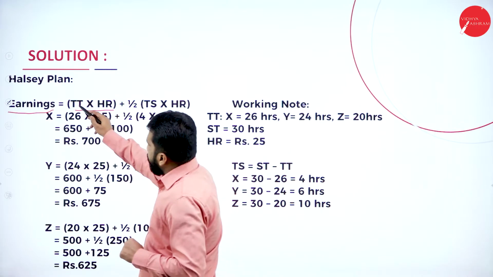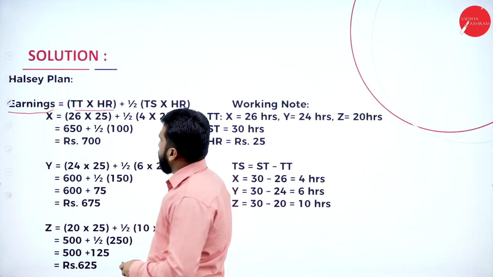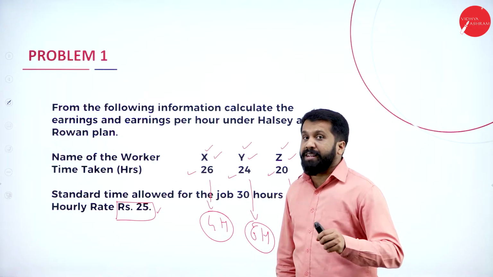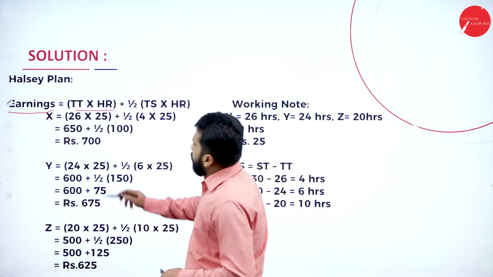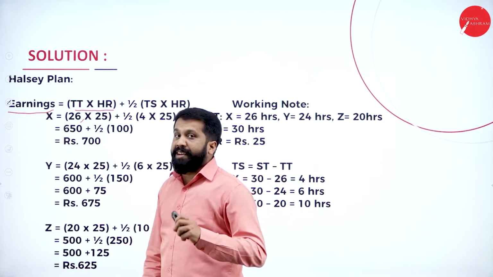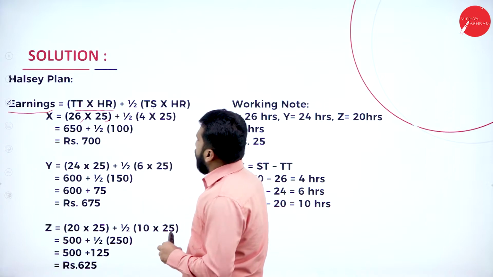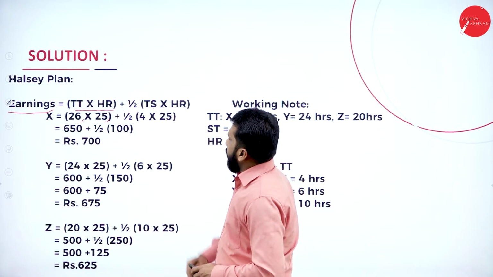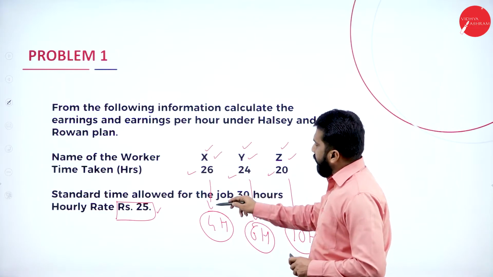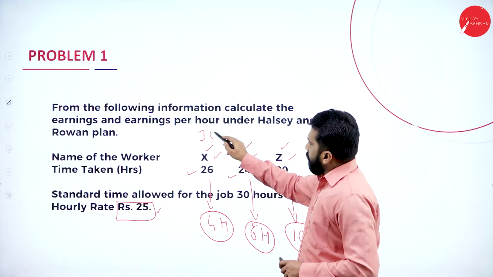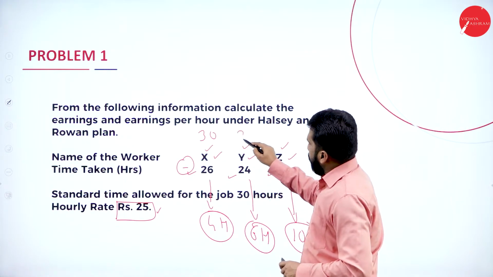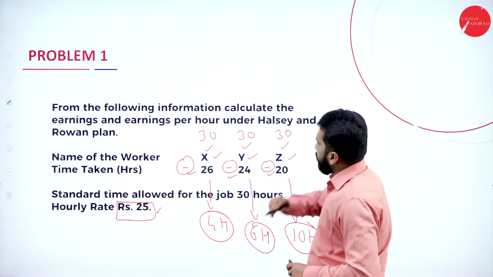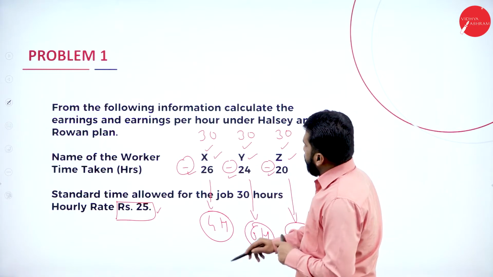Now, time taken. I'll go back to your previous slide. Time taken for the first person is how much? 26. Now, the first person took 26. What is the rate per hour? It is 25. Hourly rate is nothing but rate per hour. Now, time saved as per our calculation, how much is saved? 30 minus 26. 30 minus 24. 30 minus 20. Now, he saved 4 hours.